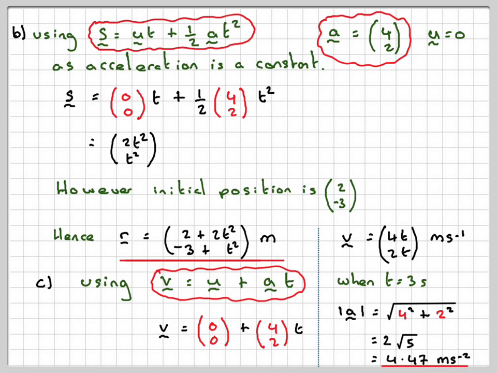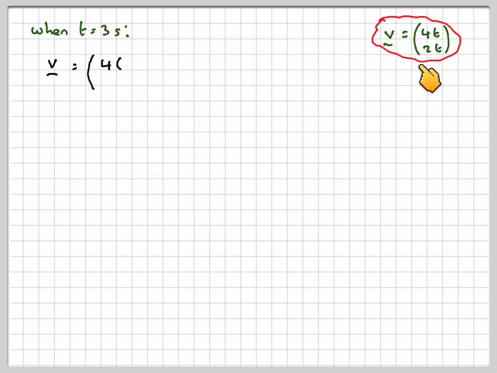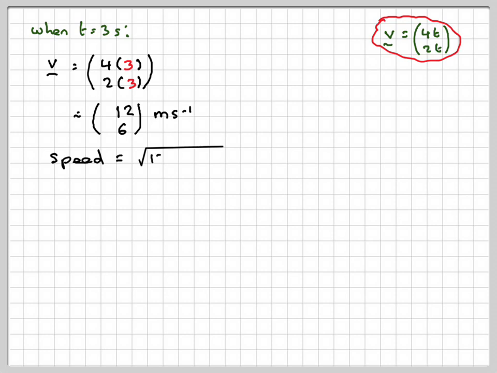If we now want the speed, when t is equal to 3, we substitute it into this, and we're going to get 4 times 3, and then 2 times 3, which gives me 12, 6 meters per second. That's the velocity vector, so in order to get the speed, we need to find the magnitude of that, which is the square root of 12² + 6², which will give me 6√5, or 13.4 meters per second.